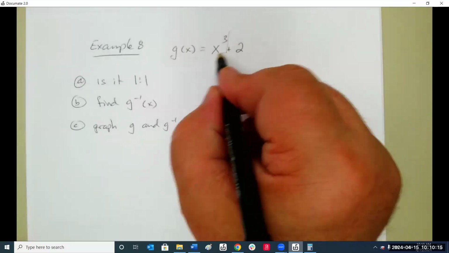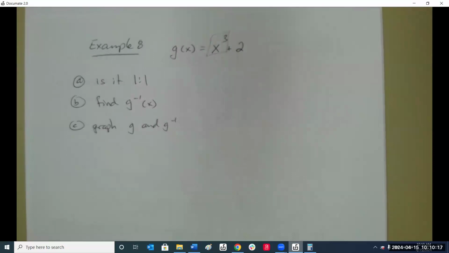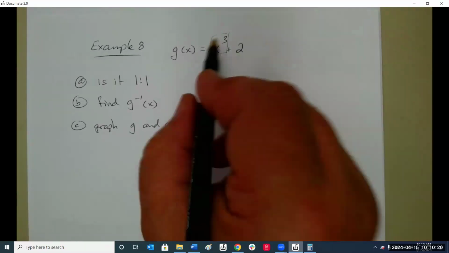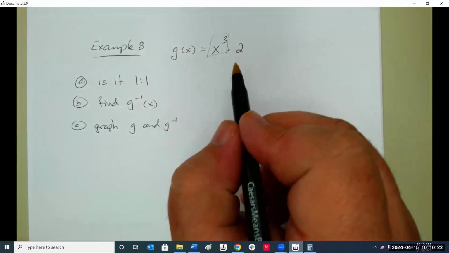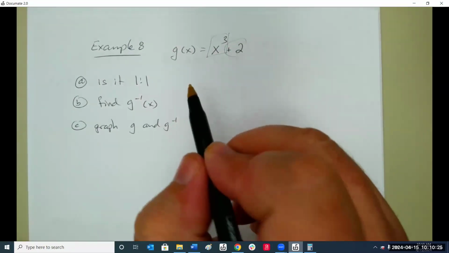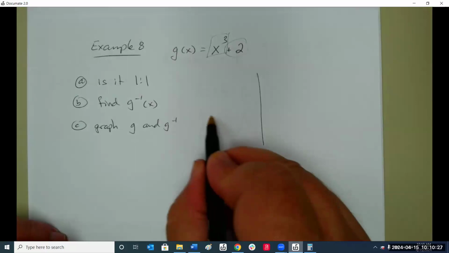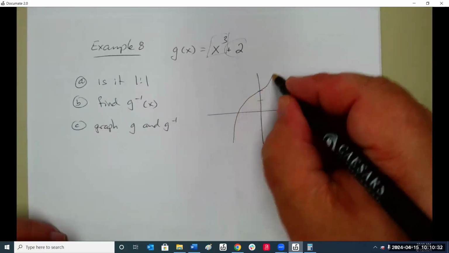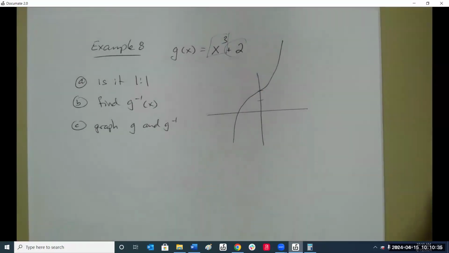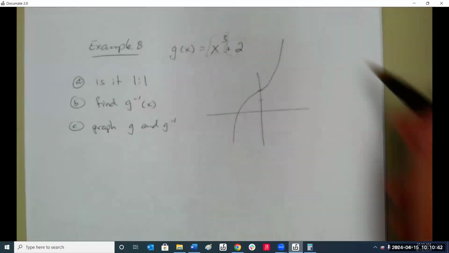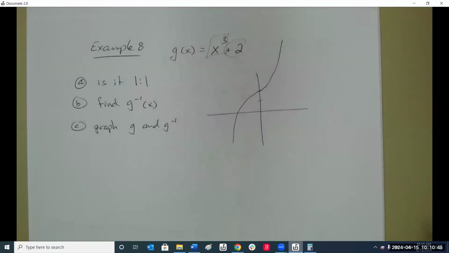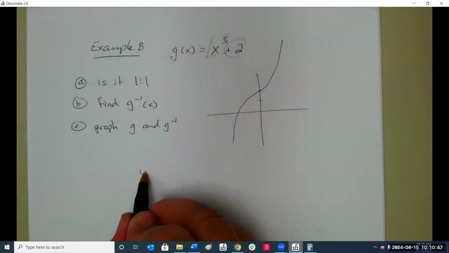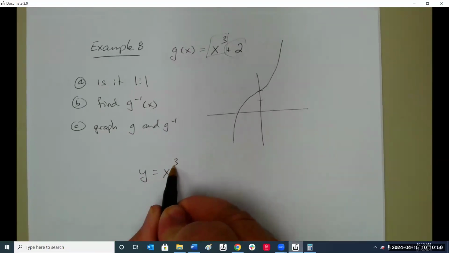So is it 1-to-1? Well, is there a horizontal shift? No, there's nothing inside there. Is there a vertical shift? Yes, it just goes up 2. So it is 1-to-1 because it passes the horizontal line test. Remember, the cubic function is always an increasing function. So we have to find the inverse.